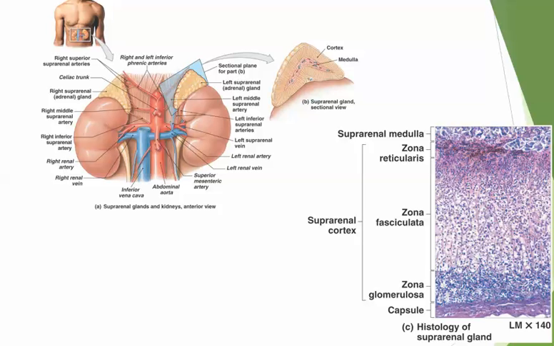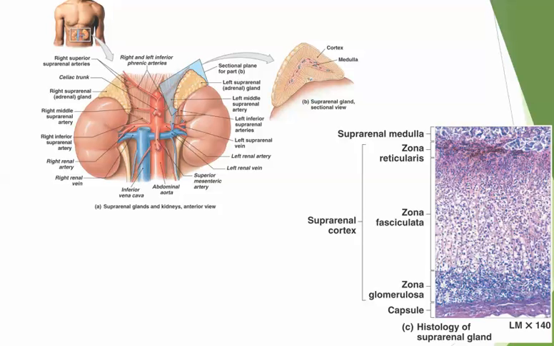Let's have a quick overview of the suprarenal adrenal glands. Remember that they are paired pyramidal organs on the superior surface of the kidneys and are highly vascularized. There are three groups of small suprarenal arteries which supply each gland: the superior suprarenal arteries from the inferior phrenic artery, the middle suprarenal arteries from the aorta, and the inferior suprarenal arteries from the renal artery.